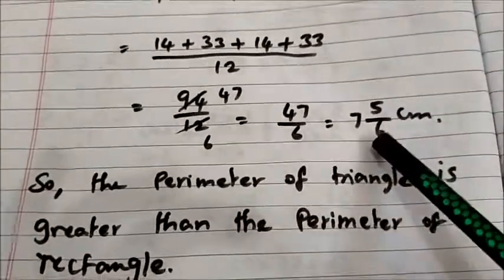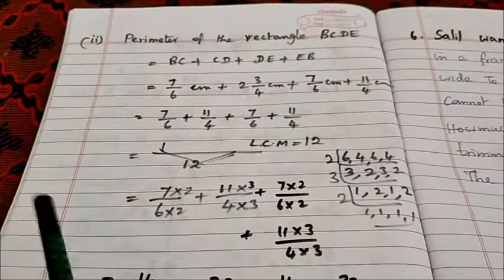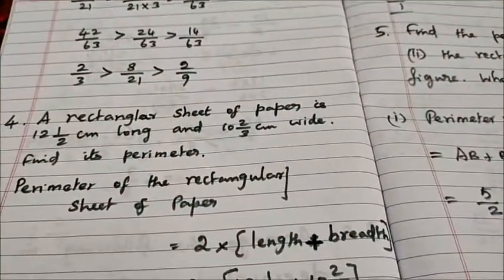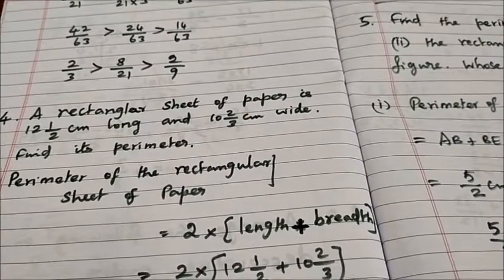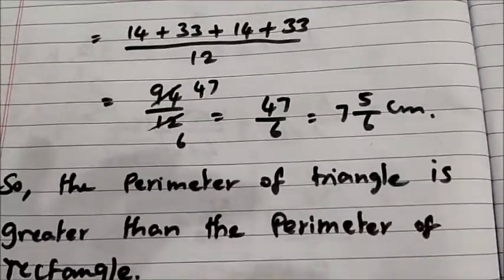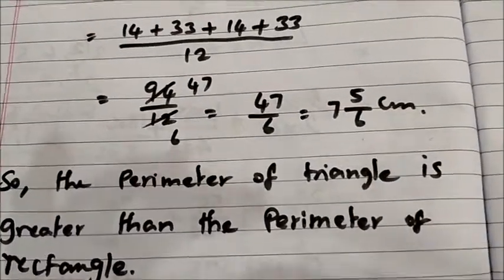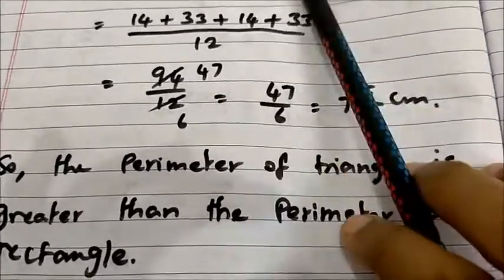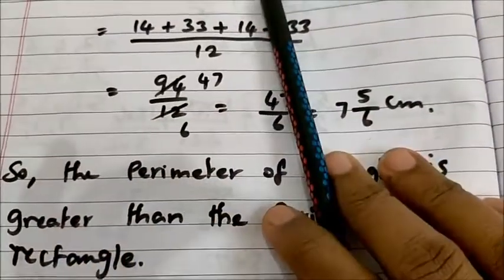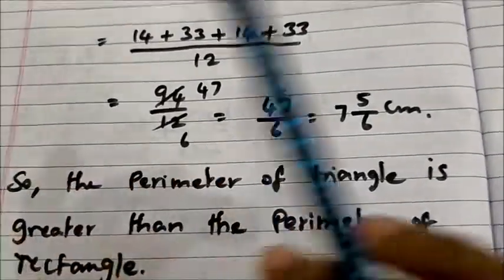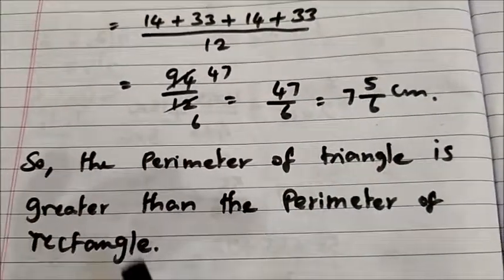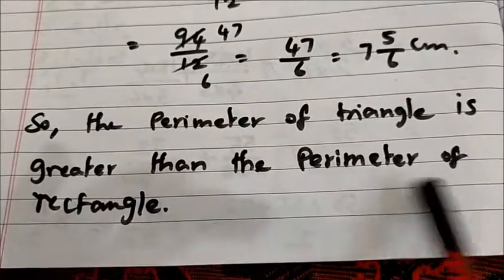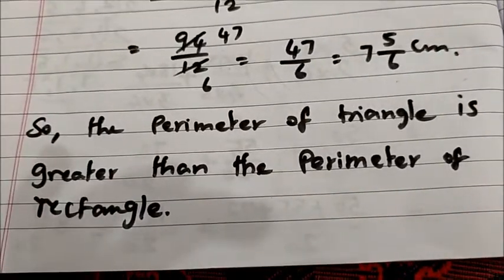Okay, now this is 7 5/6 centimeter. Already we have found 8 17/20. Which one is higher? Which one is greater? So the triangle value is greater. So the perimeter of the triangle is greater than the perimeter of the rectangle. There it is 8, here 7, so that is greater than this one. So the perimeter of the triangle is greater than the perimeter of the rectangle.